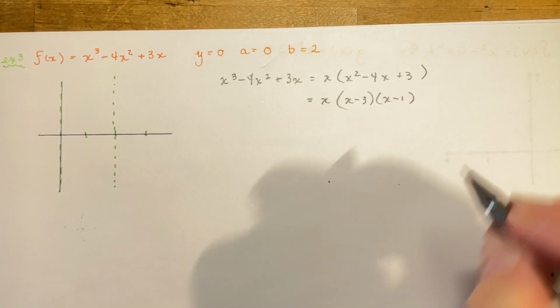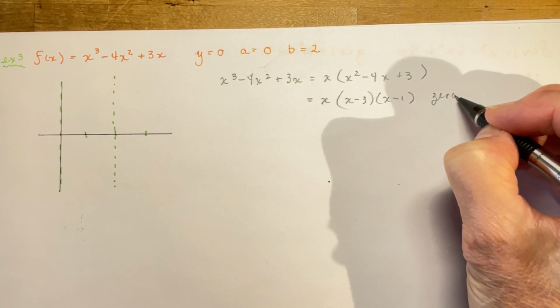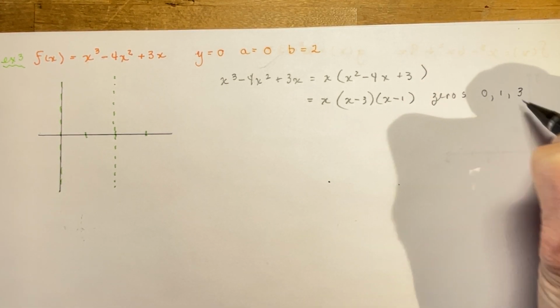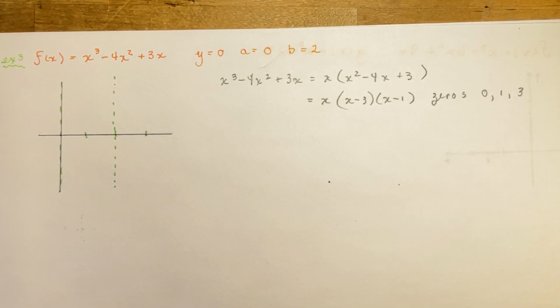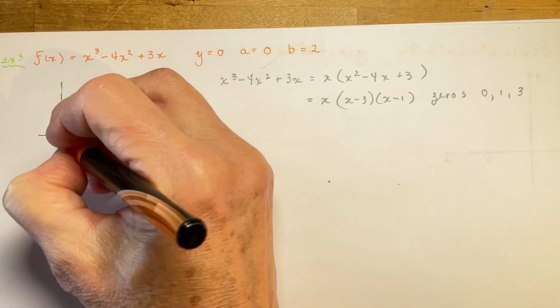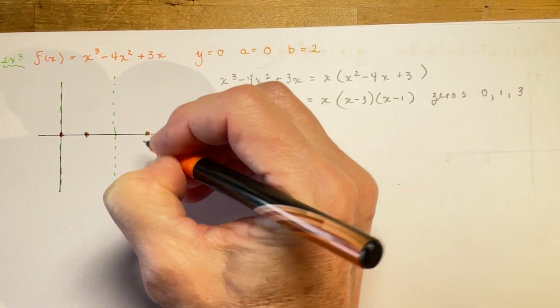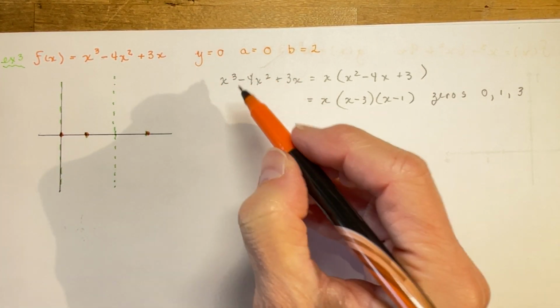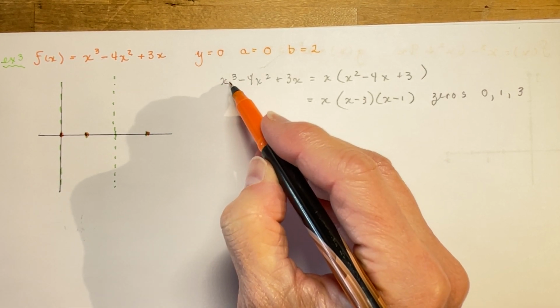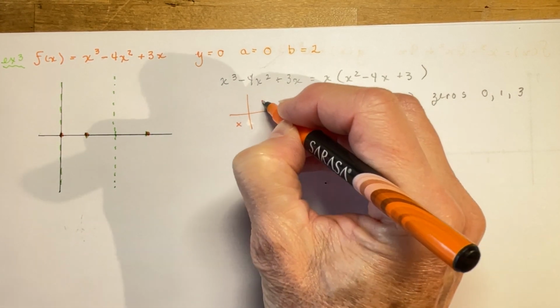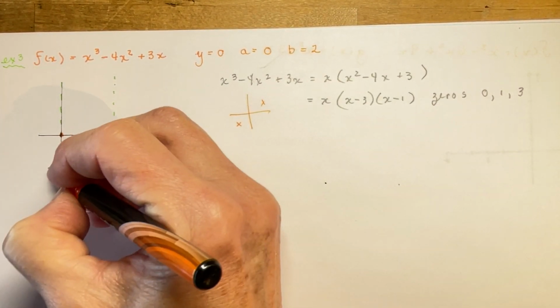So that gives me the zeros, or the x-intercepts, are 0, 1, and 3. Now, obviously, the 3 isn't going to really matter here. So I have 0, 1, and 3. It's a cubic function. It has a positive leading coefficient. And if you recall, that means a positive leading coefficient is going to go from this quadrant to this one. So I'm going to start here.